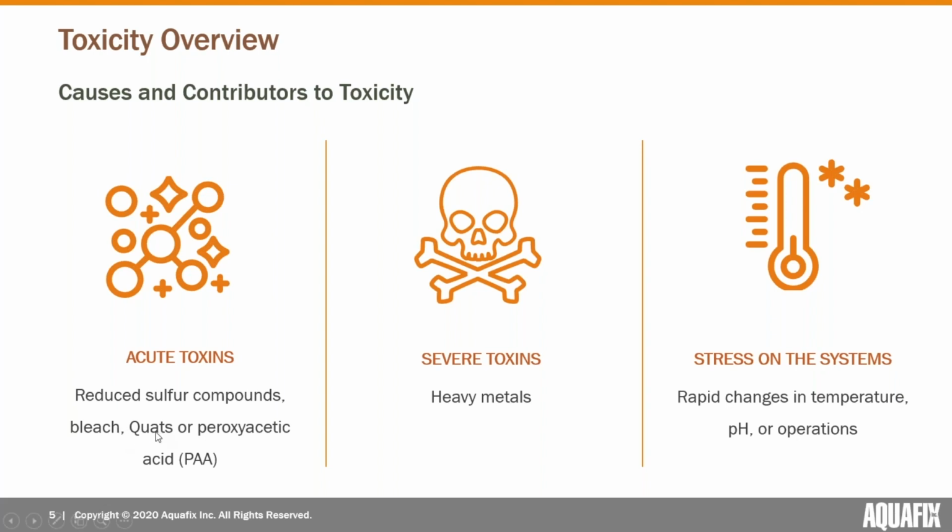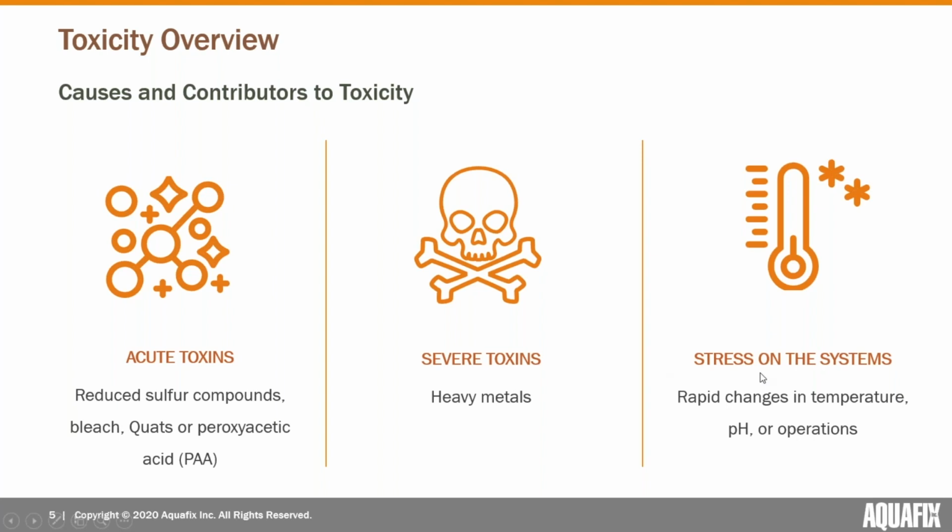Bleach, quaternary amines like we're talking about, peroxyacetic acid, and it would be fitting, since this is the time of the coronavirus, triclosan, which is in hand sanitizer, is something that's also a toxin. There are severe toxins like heavy metals.